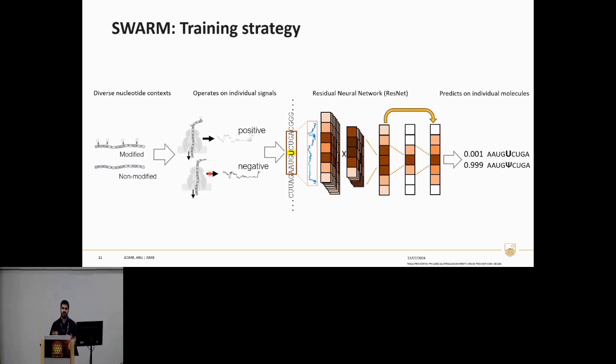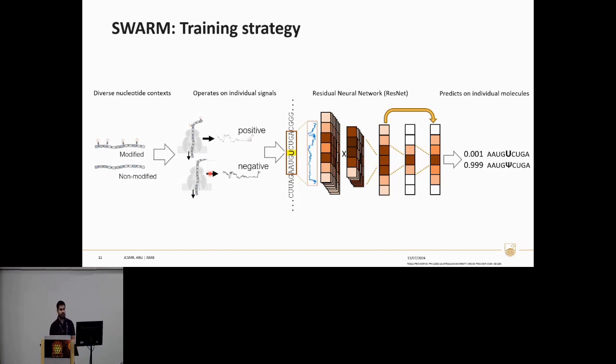And how do we get there? How do we train models for detecting RNA modifications? Essentially, we're using a supervised learning approach where we start off from nanopore signals with known modification states. And we do so with diverse nucleotide context, including both different sequence contexts and also modification contexts. And as I've said, we start from the labeled data with the positives having the target modification and the negatives not having the target modification.